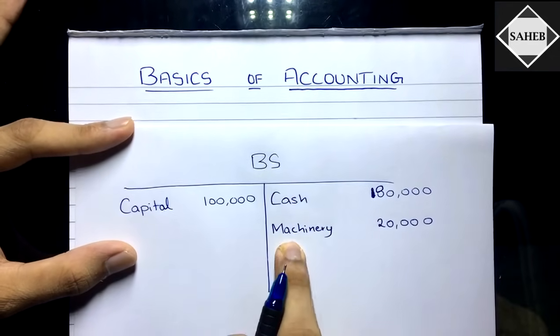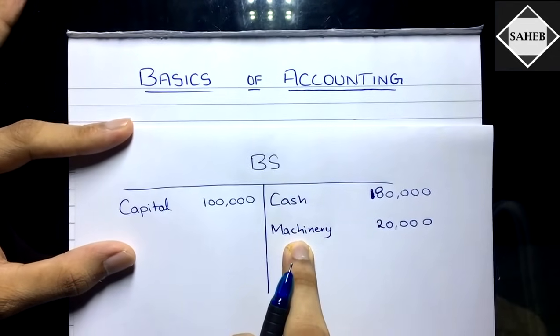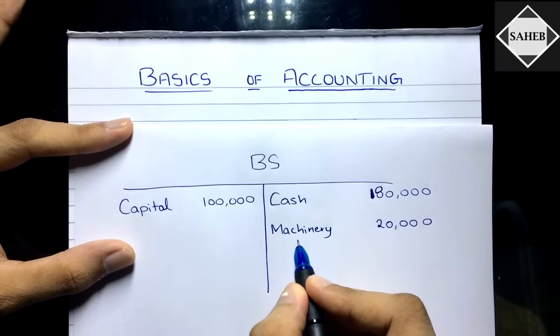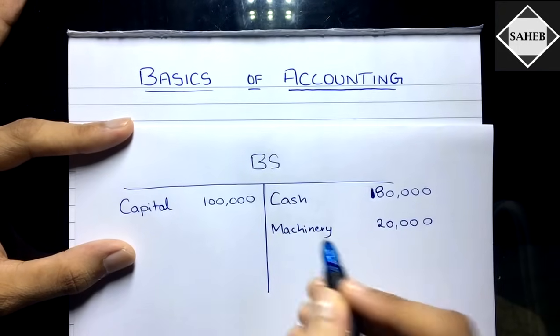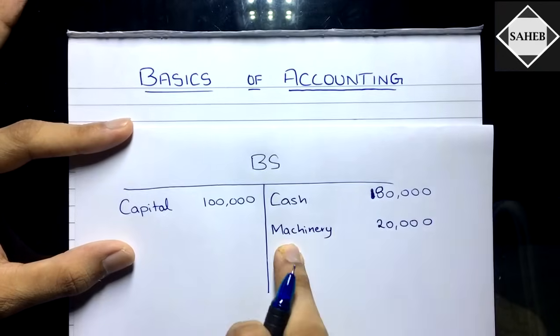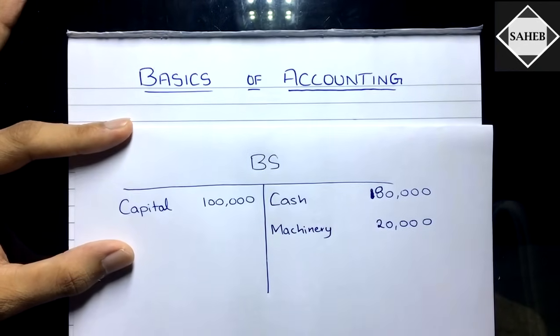Now what is this machinery? This is an asset of yours. How is it an asset? Because you have control over it, you own it, right? And you expect future benefit from it because you will use it in production or something and it will help you to generate income. Yes, future economic benefit is there, so this is your asset. Clear?